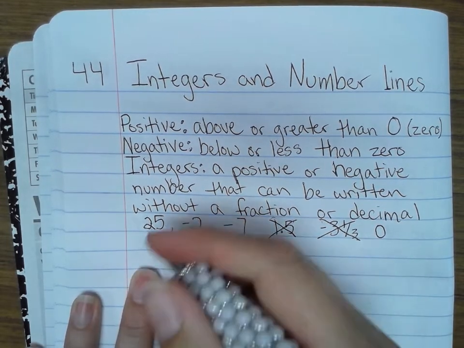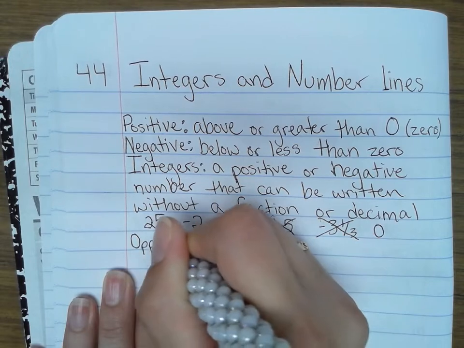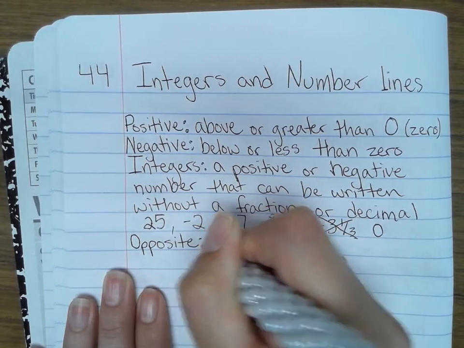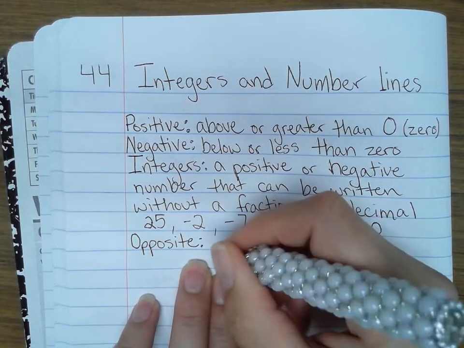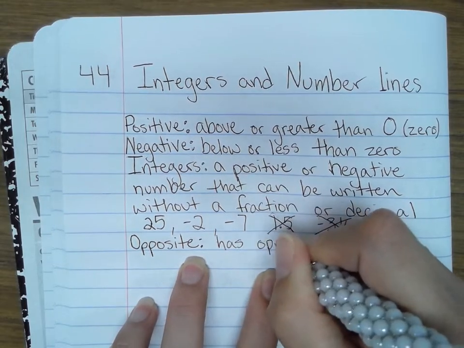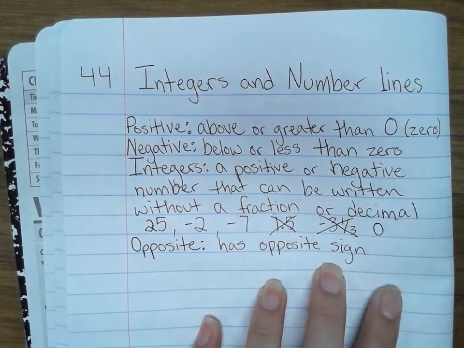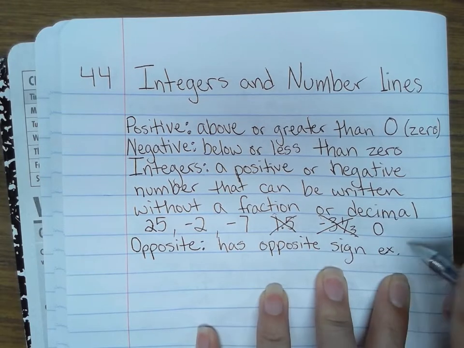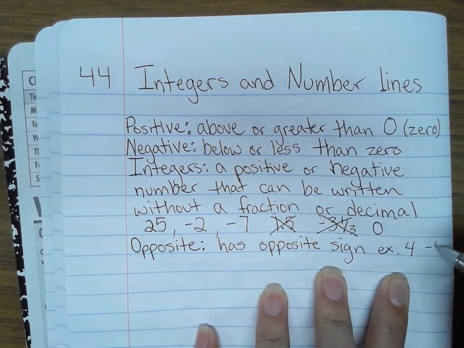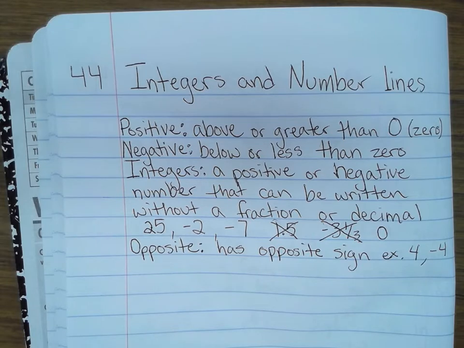So, last one is opposite. Okay, in mathematics, the opposite means has the opposite sign. So, for example, 4 and negative 4 are opposites. 2 and negative 2 are opposites. Negative 5.2 and 5.2 would be opposites.